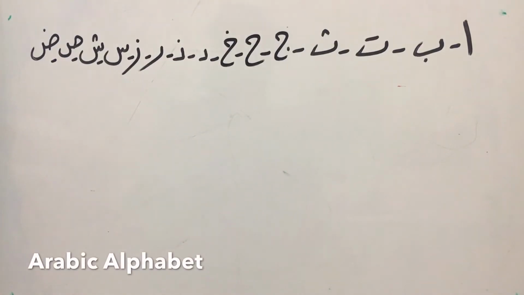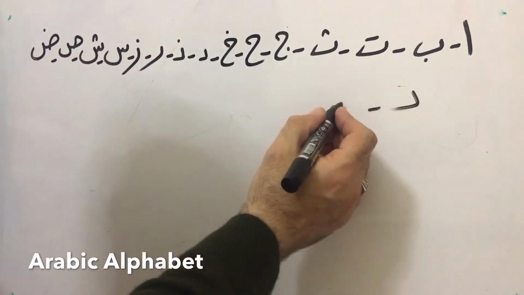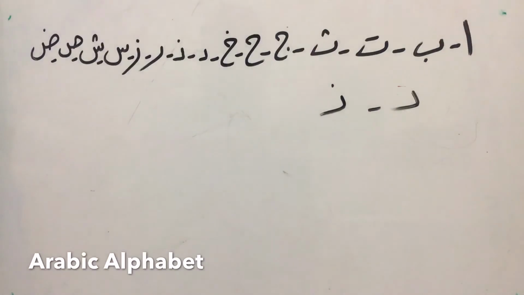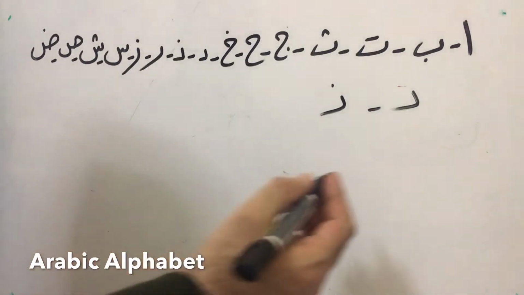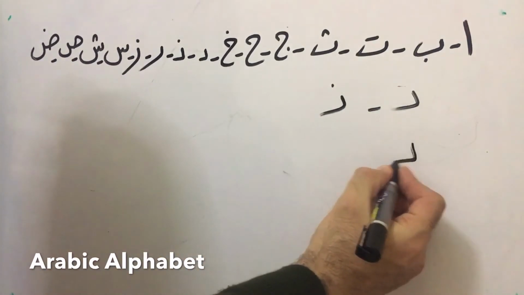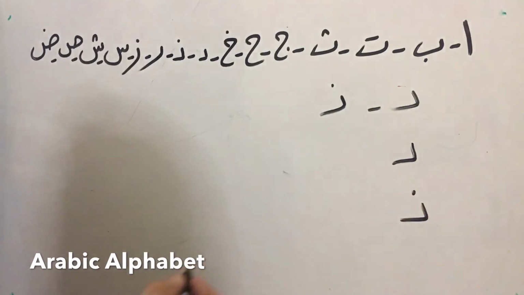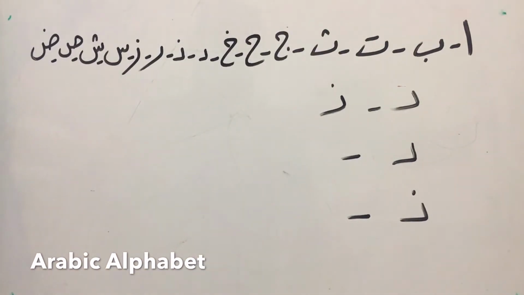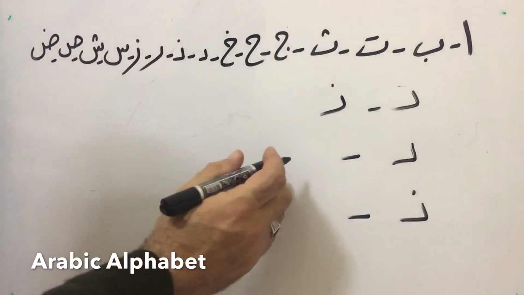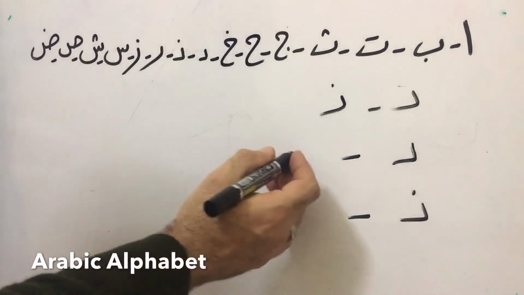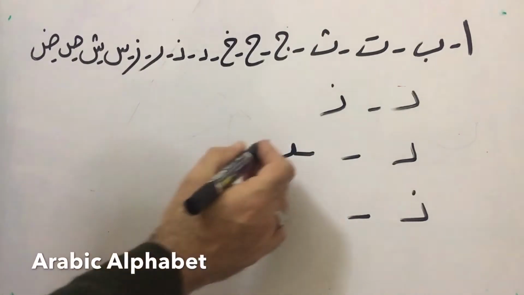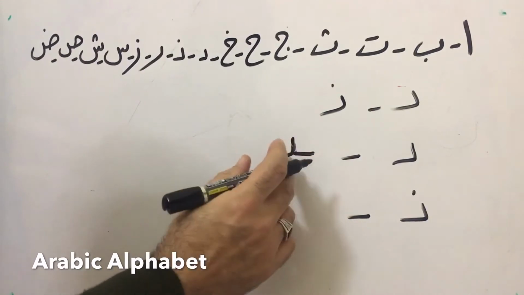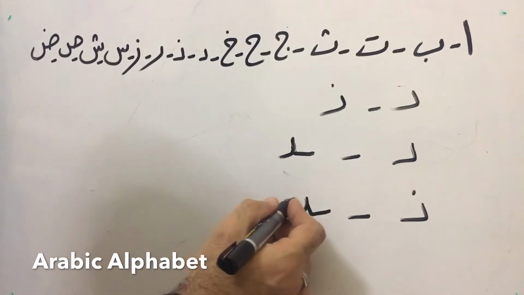We knew also that Dal and Dhal are similar. They are written in the same way at the beginning of the word, like this: Dal, Dhal. Dal and Dhal can be joined just with a letter before. So if they come in the middle of the word, they are like this: Dal, this is one way, Dhal.